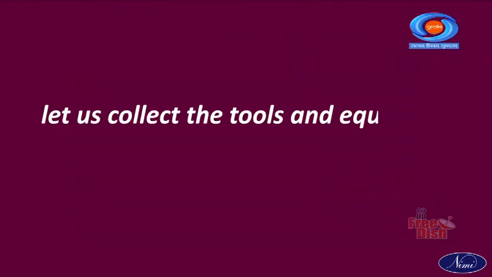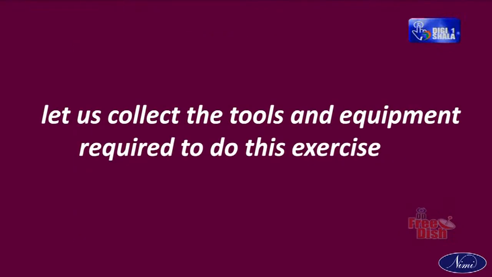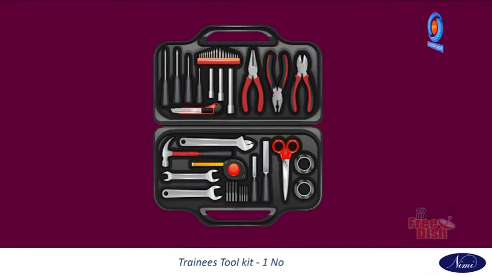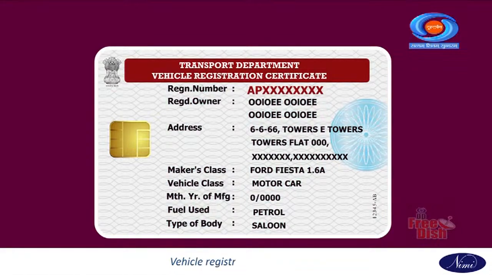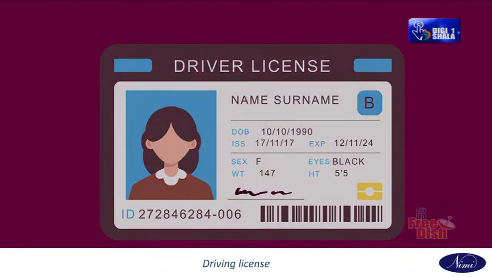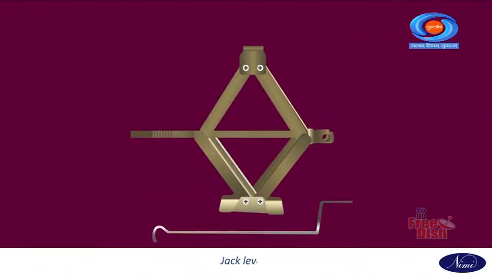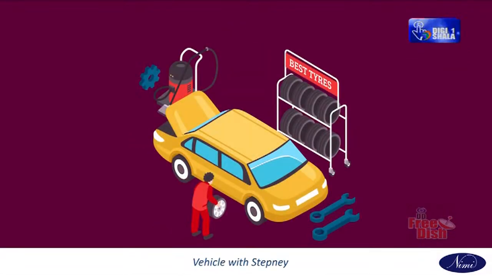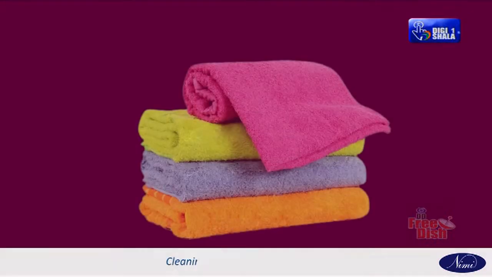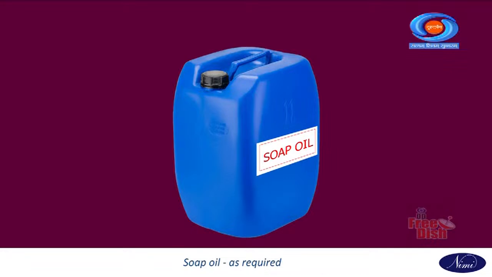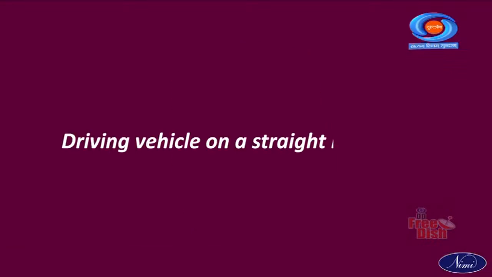Let us collect the tools and equipment required to do this exercise. Tools and instruments required: trainee's tool kit 1 number, vehicle registration certificate 1 number, fitness certificate, driving license, L-boards, jack lever. Equipment required: vehicle with stepney. Materials required: cleaning cloth as required, soap oil as required.